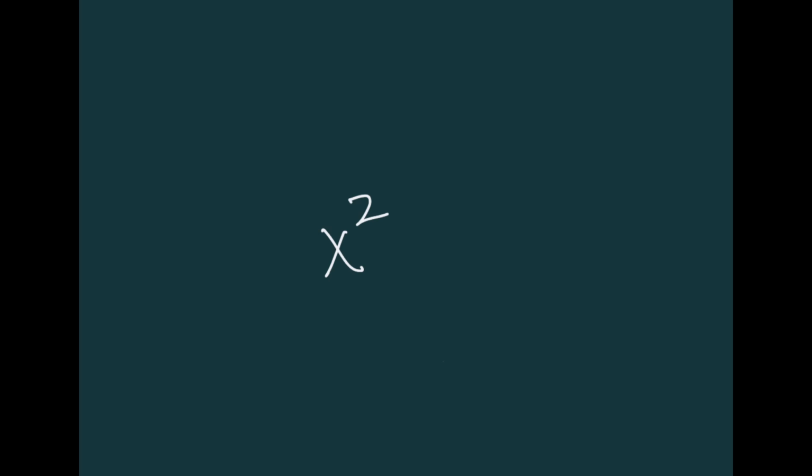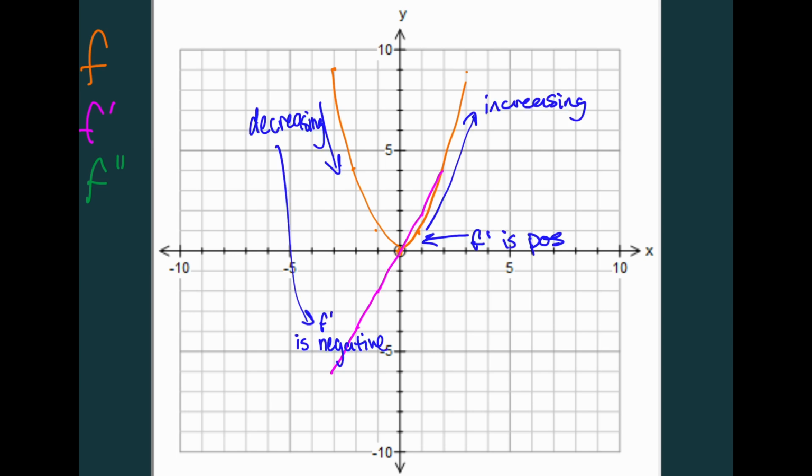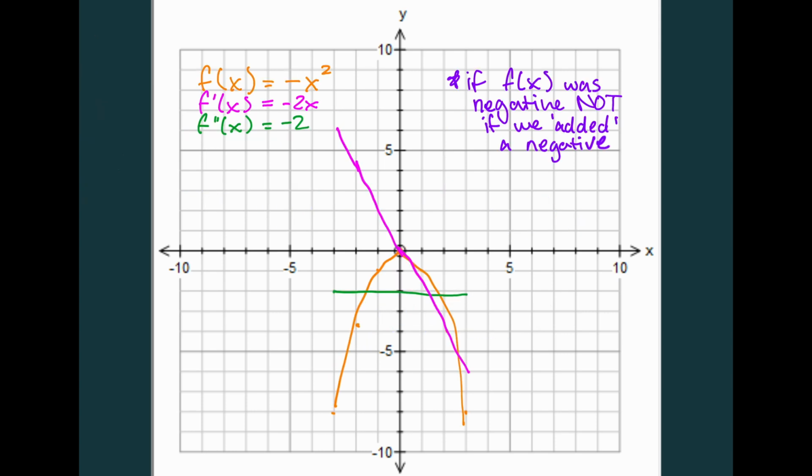X squared is actually a great example of a concave up graph because it's always going to be concave up. You can see it decreases on the left side of the y-axis, increases on the right. F double prime is a constant in the positive region, so we know that the graph is concave up. Everything becomes flipped if we add a negative to the original function.